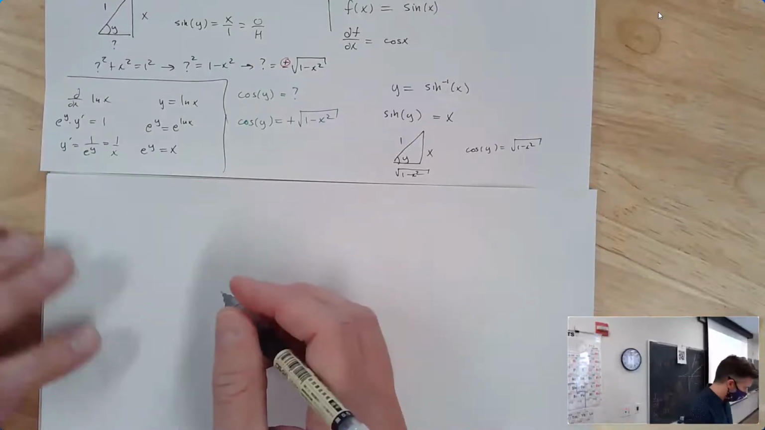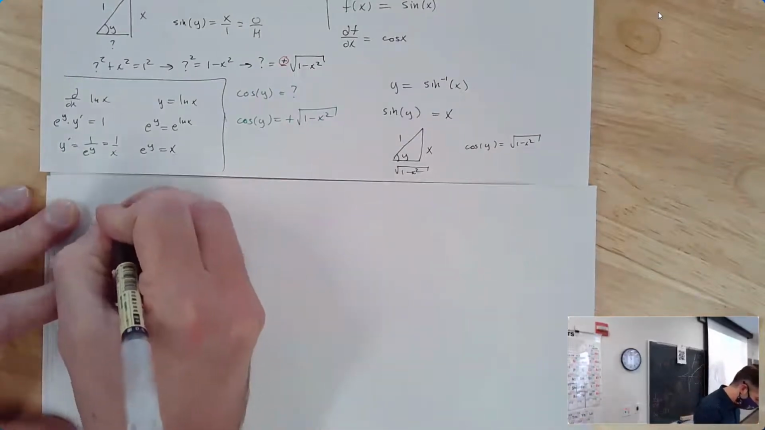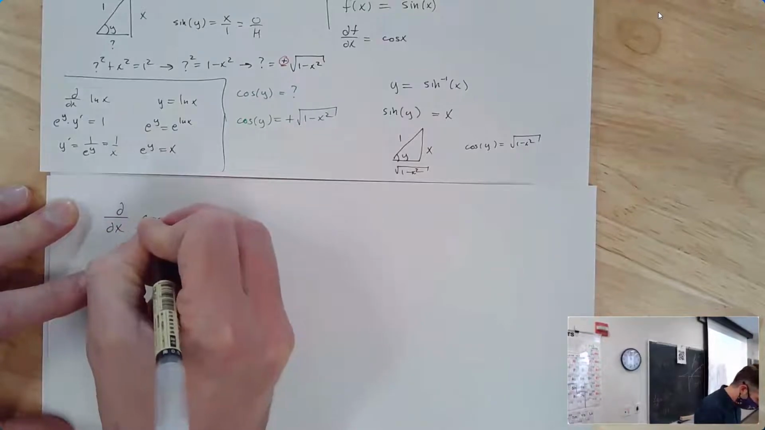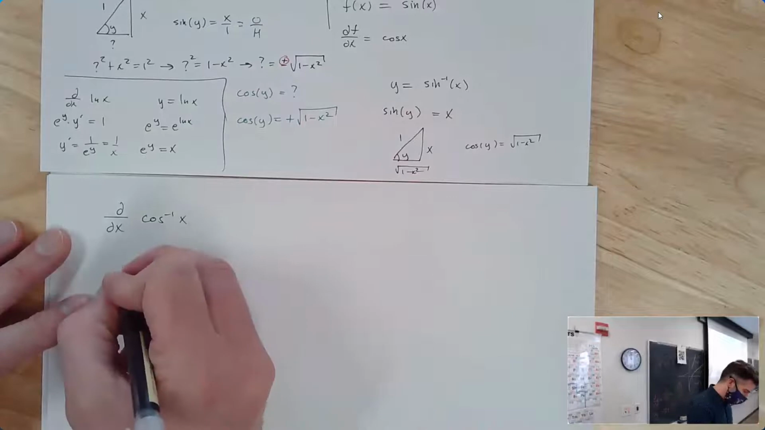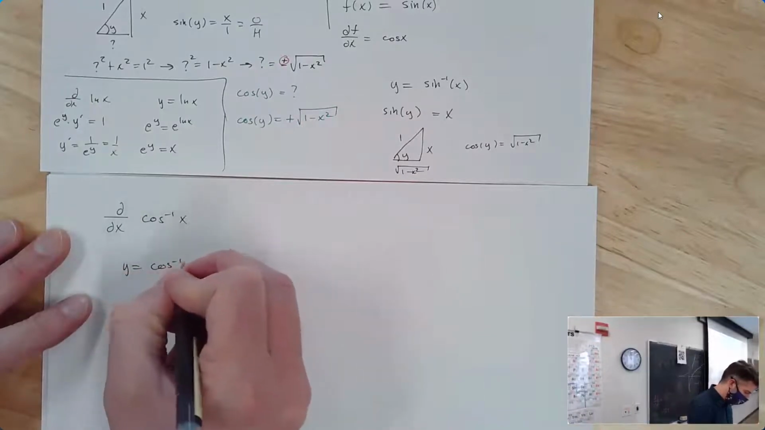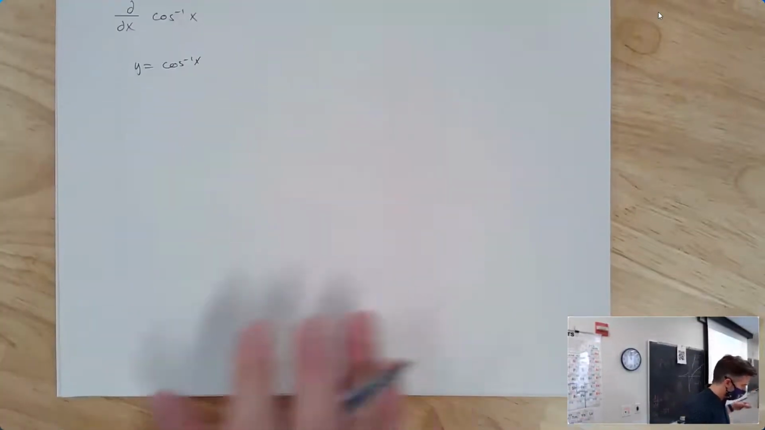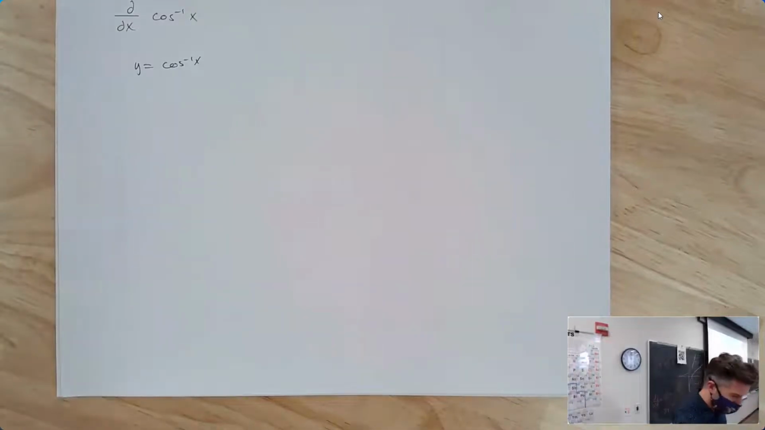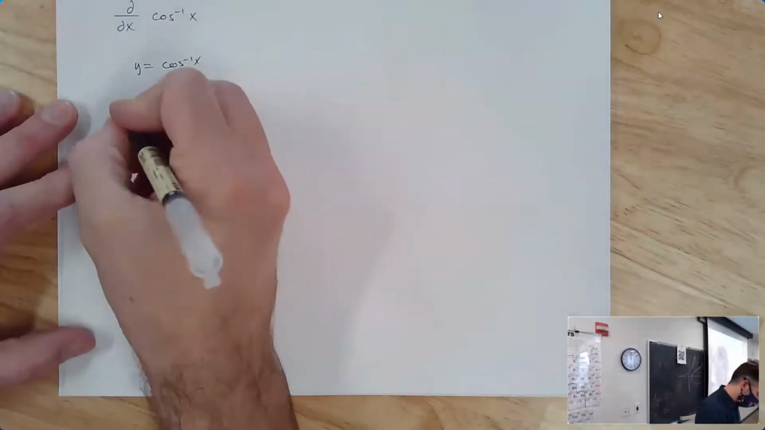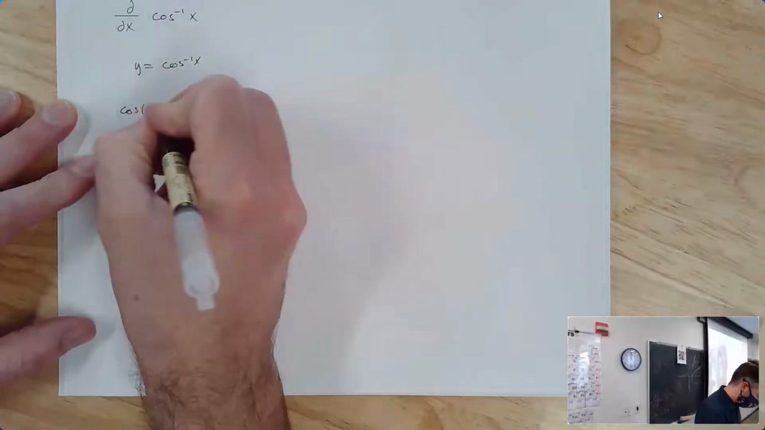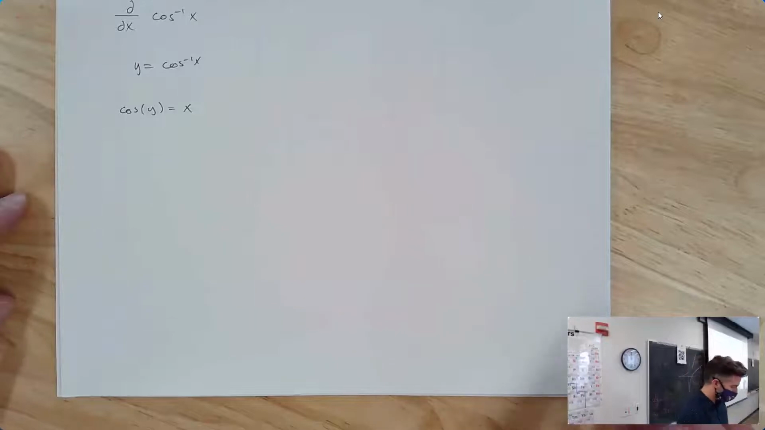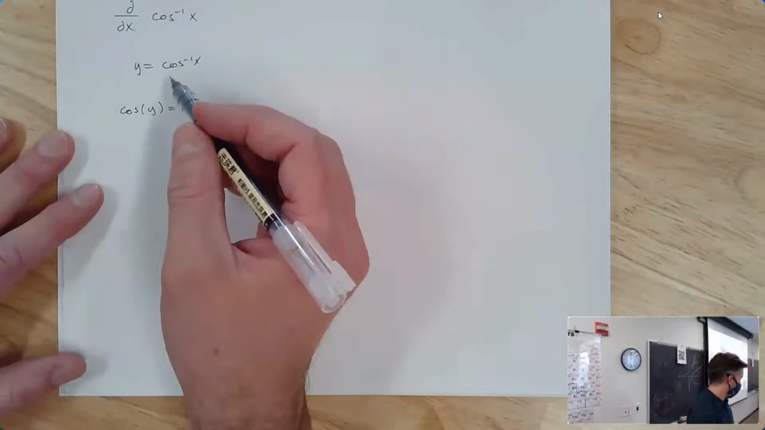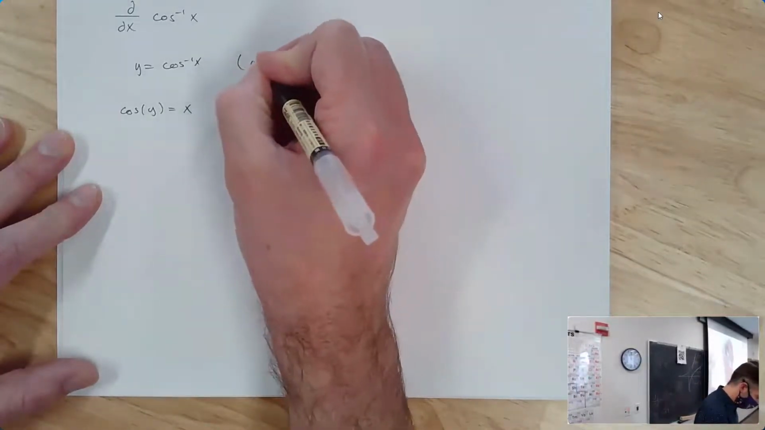So let's talk about finding the derivative of inverse cosine of x. And we're going to do it exactly the same way. We're going to say, all right, well, I'm going to write y equal to the inverse cosine. I'm going to then rewrite this as cosine of y equal to just x. Also worth noting here that our angle is in quadrant 1 or 2, right? Inverse cosine, the angles are between 0 and pi.